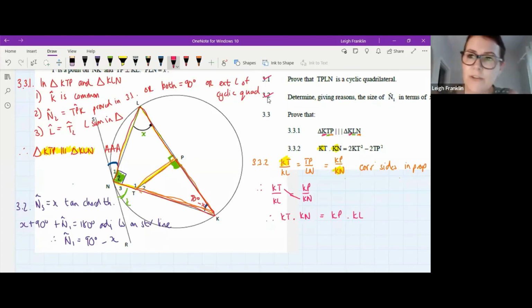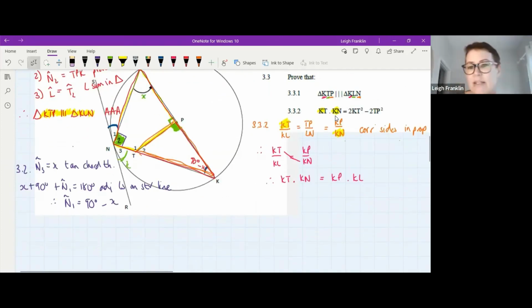Now, a strategy for solving a question like this: now that you have seen what the left-hand side is equal to, in other words KT times KN, can you see that it's equal to KP times KL? Let's try and see if we can prove that KT squared minus TP squared, obviously both multiplied by 2, is equal to the same thing.